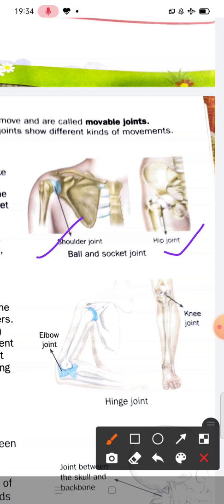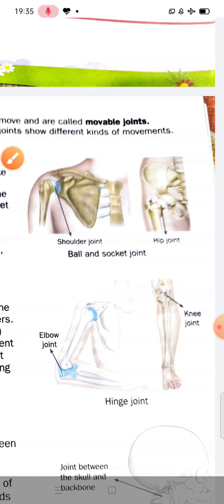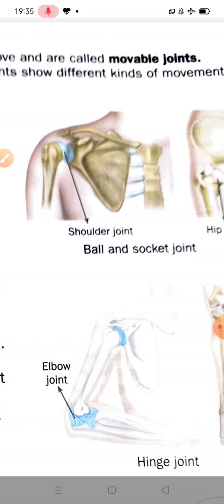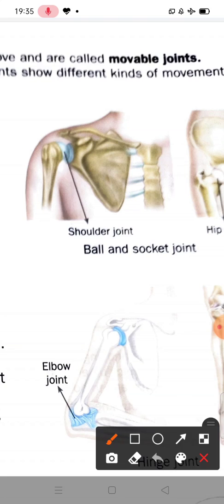You can see, students, this type of joint involves two bones: one with a round bowl-like end, and the other with a cup-like cavity. I'm drawing it here again. This is the bowl-like end, and the other bone is cup-shaped like this. You can see this diagram also.